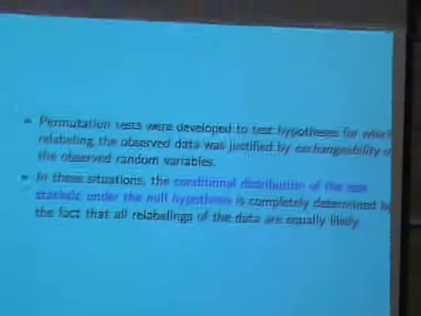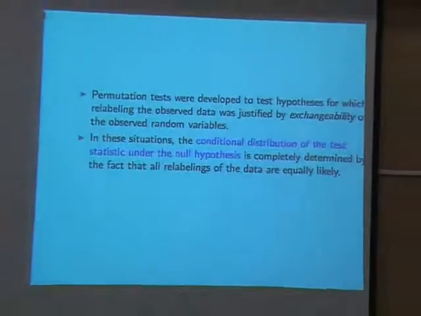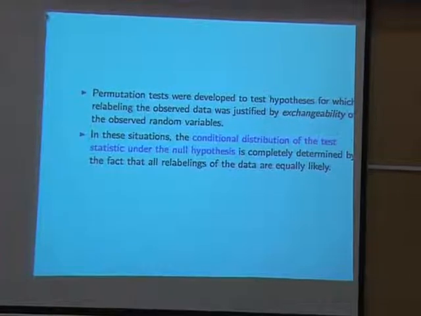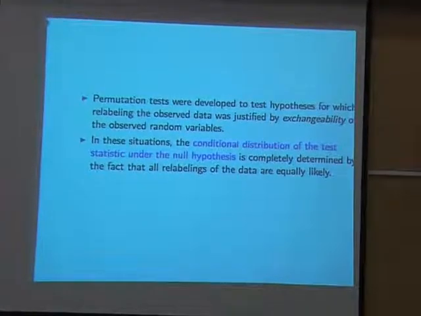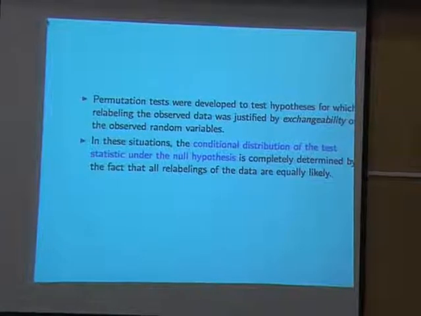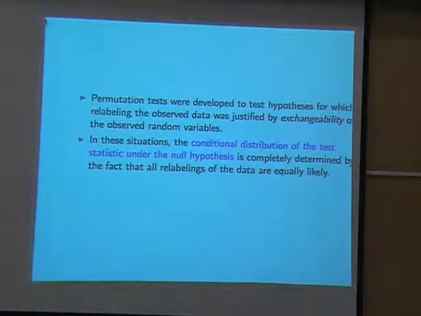These were originally developed in situations where this property called exchangeability is justified. And in these situations where exchangeability is justified, which I'll talk about in a moment, what you get is the conditional distribution of your test statistic, and a statistic is just a function of your data. So you get some data, and you compute some number. This conditional distribution, conditional on the data that you saw, of this function of the data, under the null hypothesis, comes from the fact that you can relabel the data.